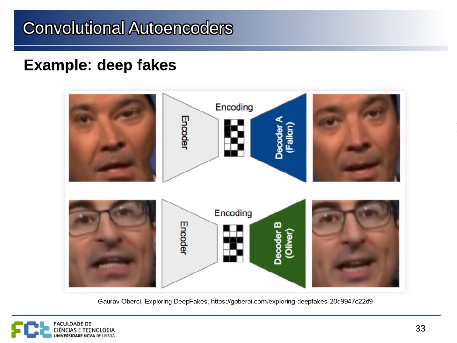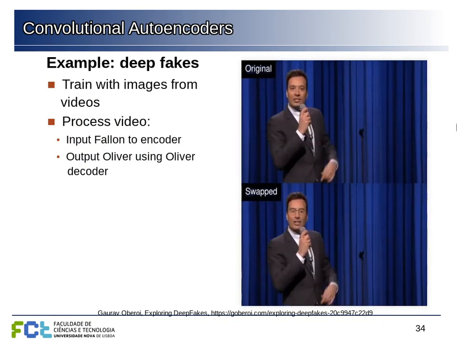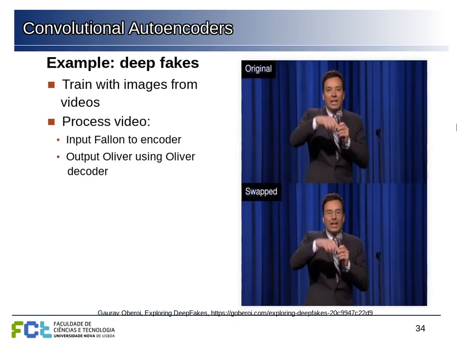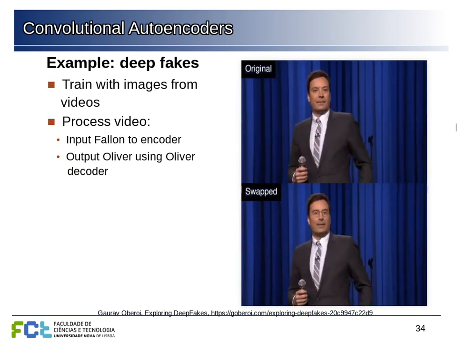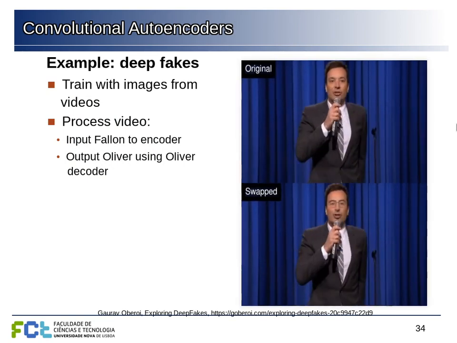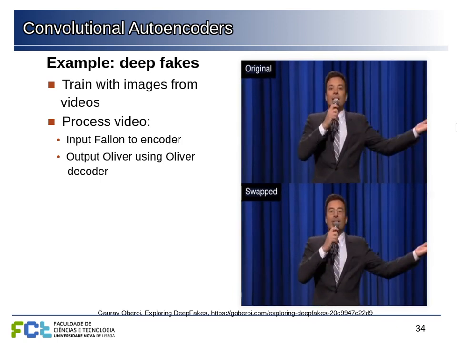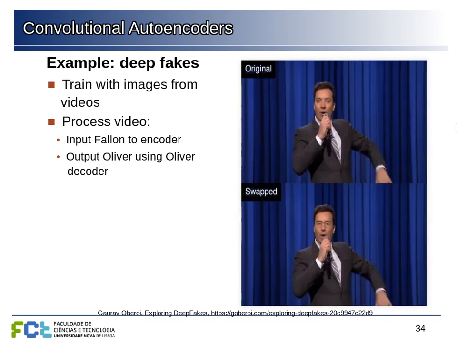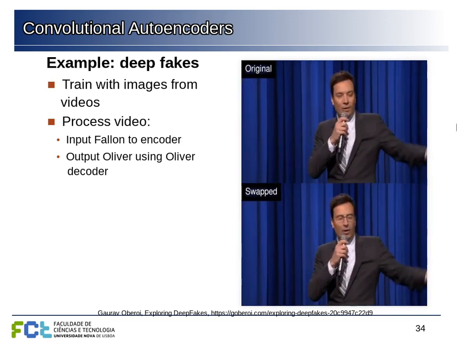It's the same between the two. And now, when we want to replace the images of Jimmy Fallon with those of John Oliver, what we do is we apply Jimmy Fallon images to the encoder. We obtain the representation, but then we use John Oliver's decoder to get the image from there.